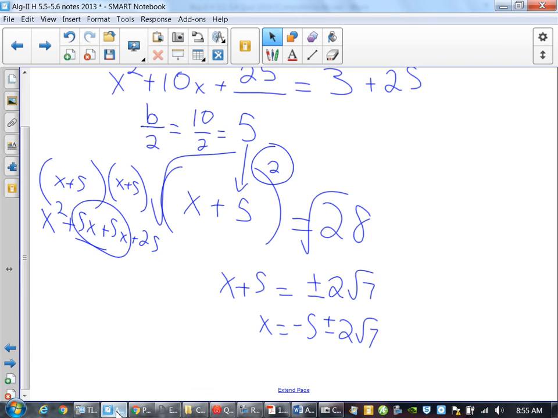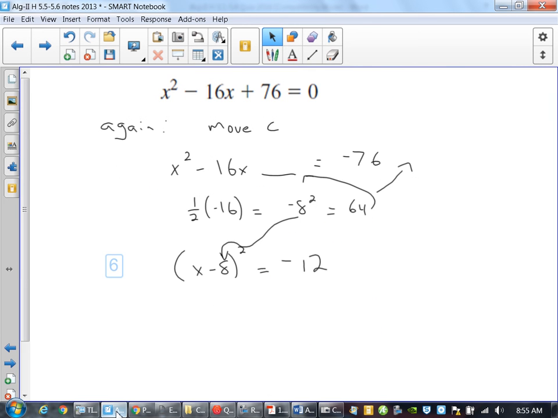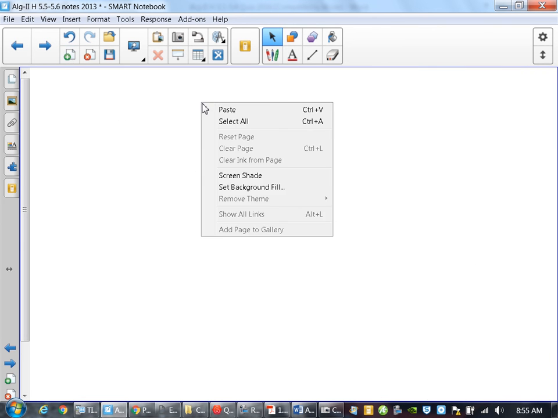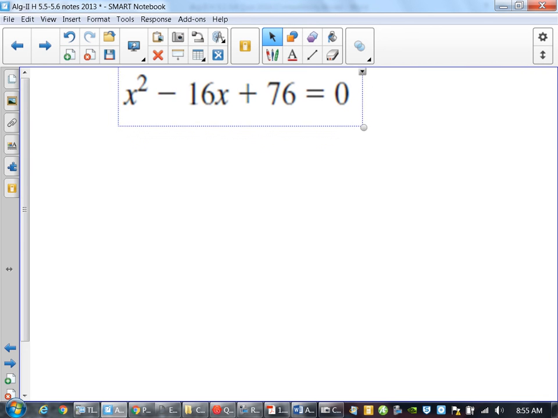Okay? Let's try another one. Same deal. X squared minus 16x plus 76. And we're going to try and complete the square again.